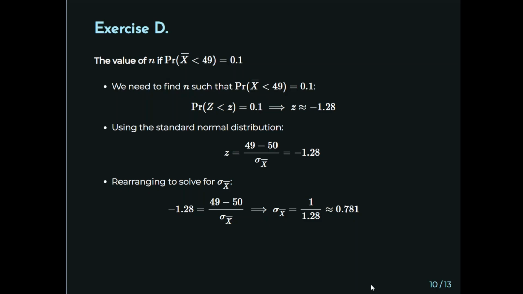Okay. Now, using the standard normal distribution, z equals 49 minus 50 divided by sigma of x bar. And that has to equal minus 1.28. So essentially what we have to do here is solve for sigma of x bar. So minus 1.28 is equal to 49 minus 50 divided by sigma of x bar. So sigma of x bar is 1 over 1.28, which is approximately equal to 0.781.